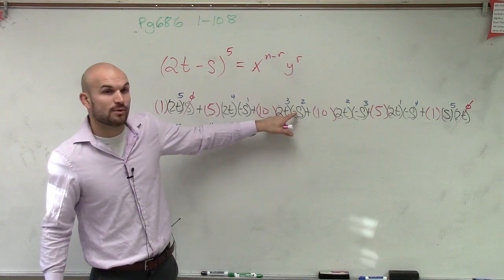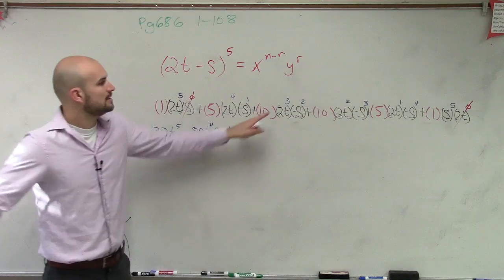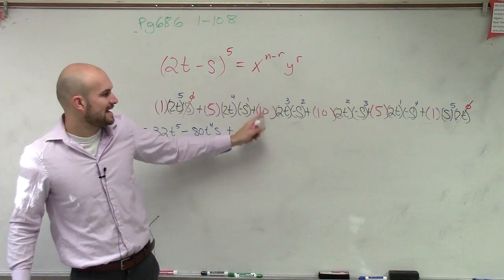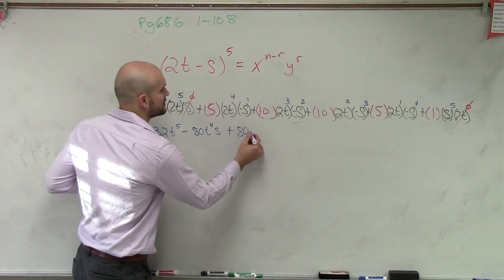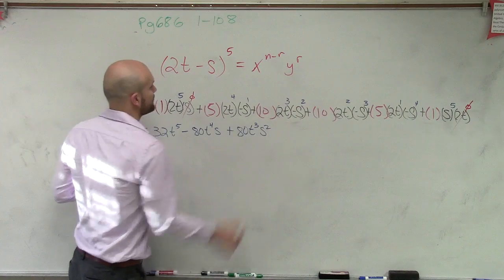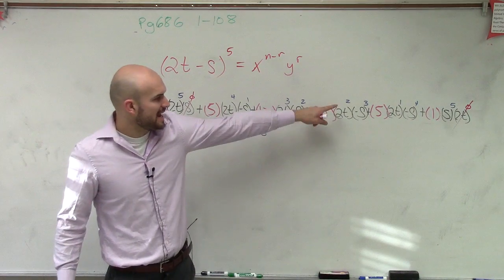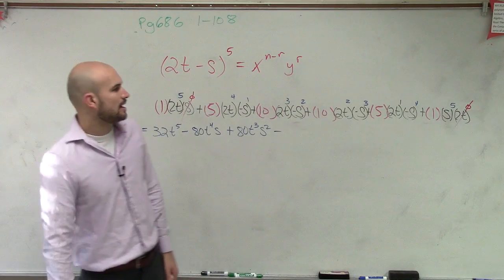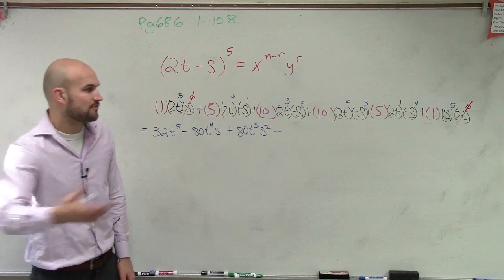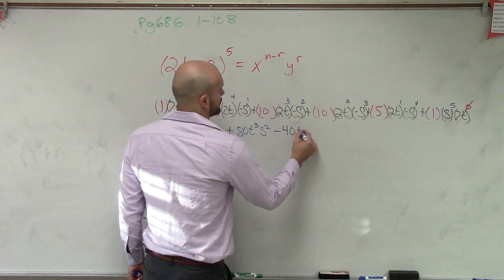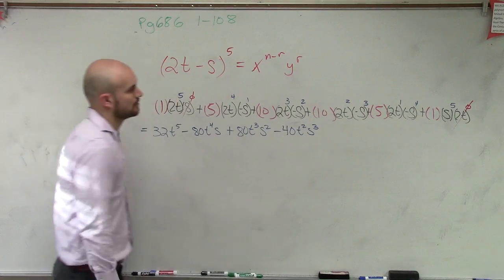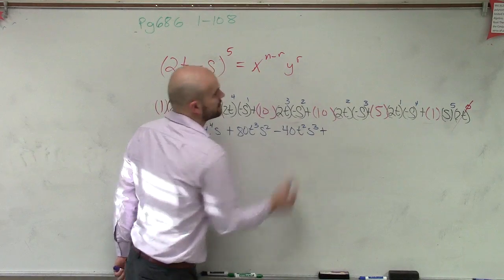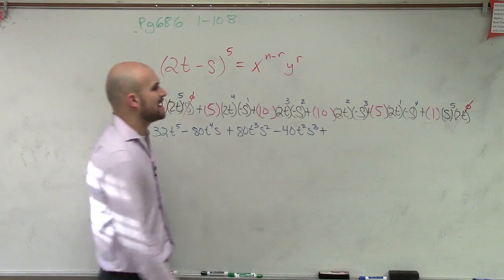Here, negative s is squared, so now it's going to be positive. T cubed, and then 2 to the third power is 8, and 8 times 10 is 80 again. So I'm going to have 80 t cubed s squared. Here my s power is odd, so my whole term is going to be negative. Then I have 2 squared, which is 4, and 4 times 10 is 40. The next term I have negative s to the fourth, which makes it positive, and then I have 2 times 5, which is 10.